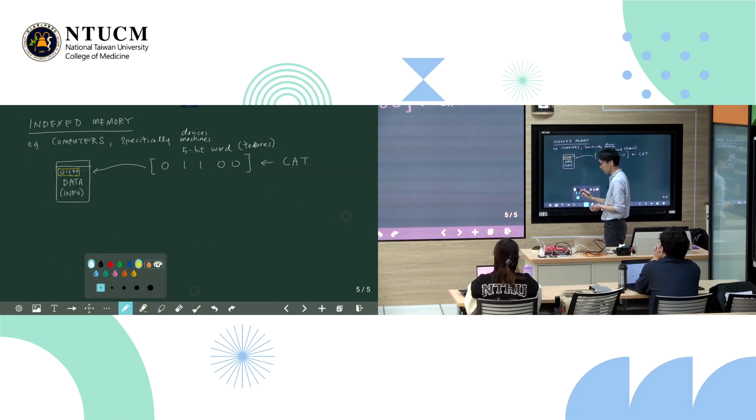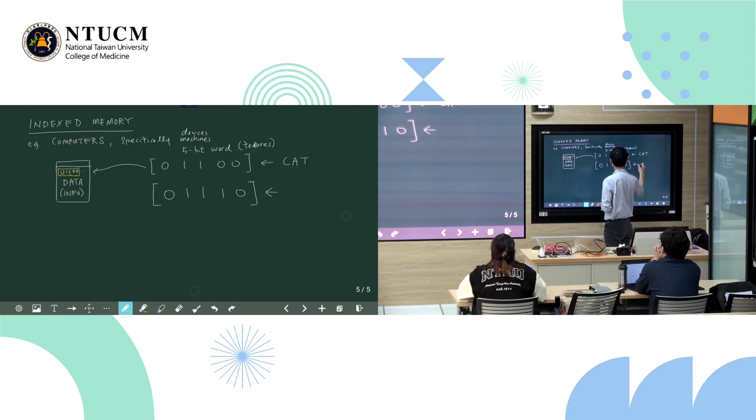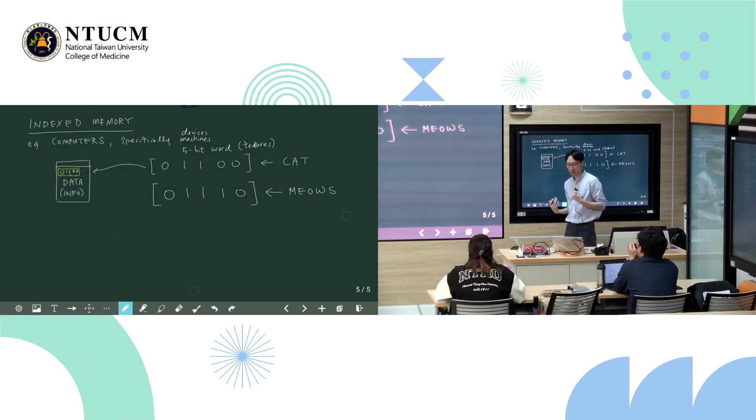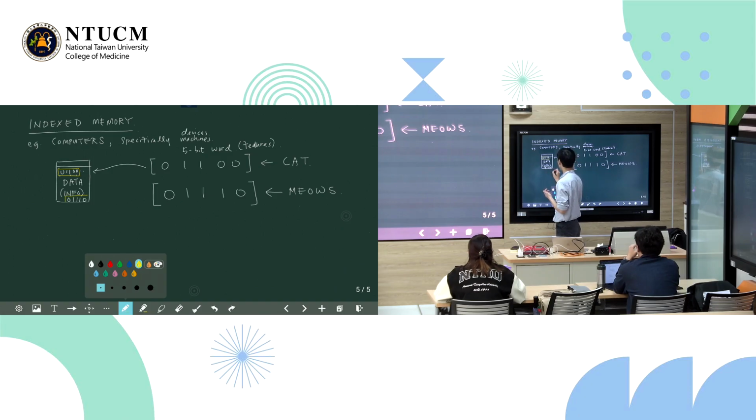Then we have another notion, that a cat meows. This notion of concepts or stimuli, a sound, an audio recording, is represented by the 5-bit word 01110, and let's say it's located here in this part of the hard disk.